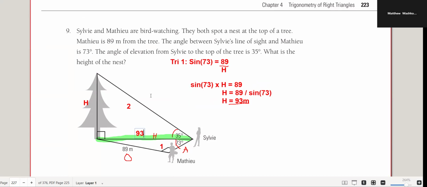93. So now, Sylvie, I have an angle, I have a side, and I'm trying to find a third side. I have two things trying to find a third. Boom, trig, there's using angles. Let's do it. All right, so now triangle two.